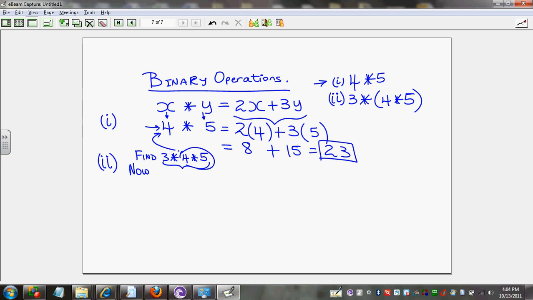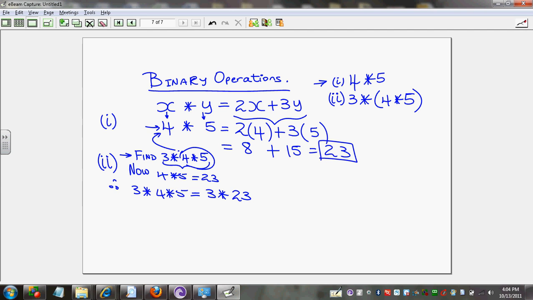It worked out to be 23. So therefore, I could actually make a substitution in this first part, which I have to find. Because we worked out before that 4 asterisk 5 was equal to 23, if we have to find 3 asterisk, 4 asterisk 5, it would simply mean that I have to find 3 asterisk 23. Because we already worked out what 4 asterisk 5 was, and that makes our job quite easy.